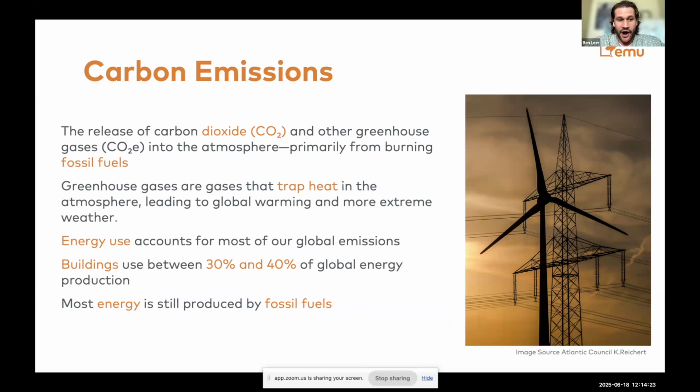Generally speaking, our energy use is directly related to these emissions. And since we're in the building sector, our built environment consumes a large portion of energy. About 30 to 40% of all global energy use goes directly towards the built environment. And unfortunately, most of our energy is still produced by fossil fuels. So the more energy you consume, the more emissions are going to be emitted.